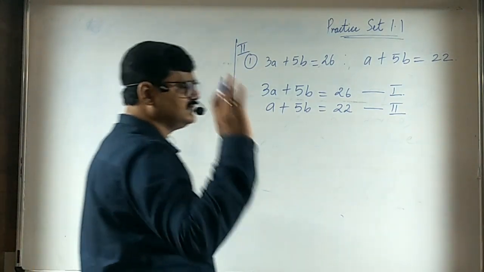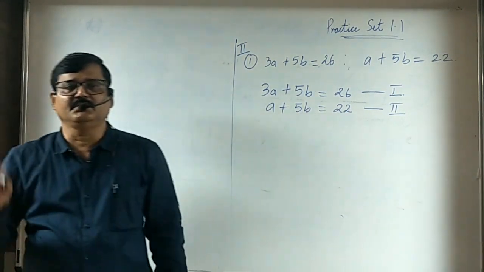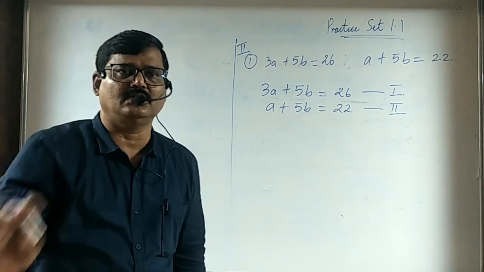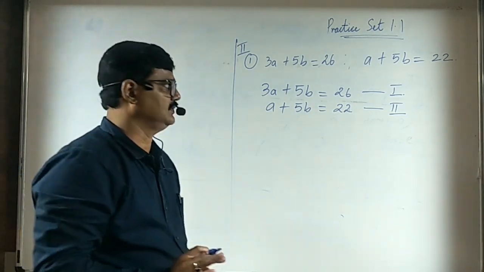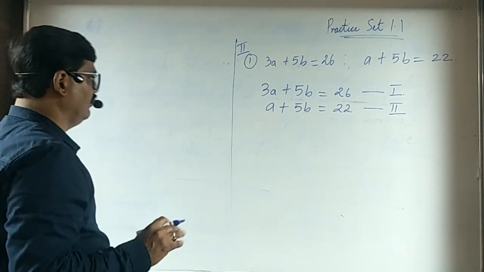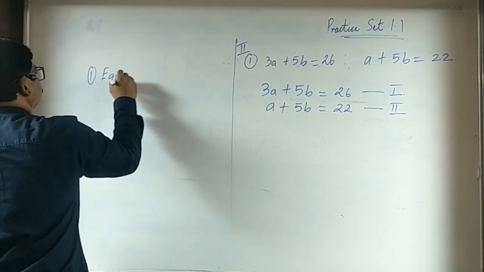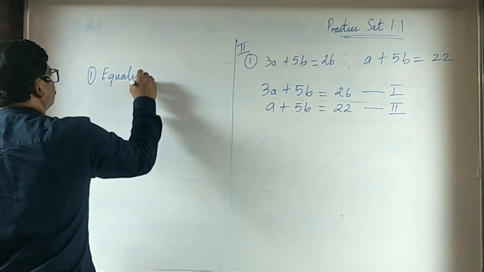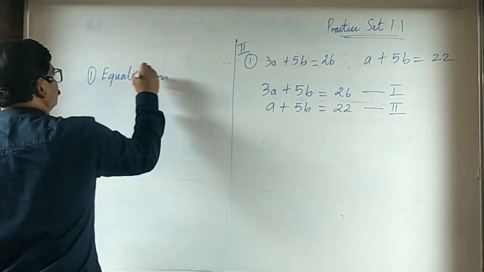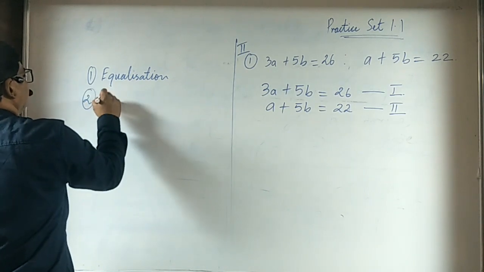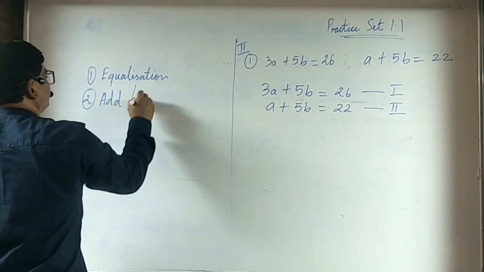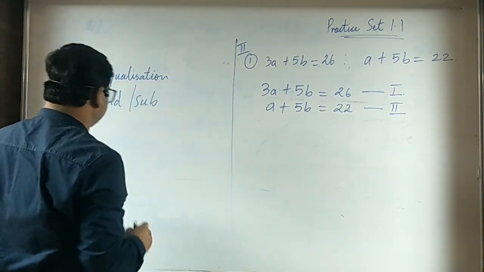A very simple tip: if you remember it, you can solve any of these linear equations. In this method, the first tip is called equalization. I'll explain what equalization is. The second is addition and subtraction. Let's see what addition and subtraction is, the second step.